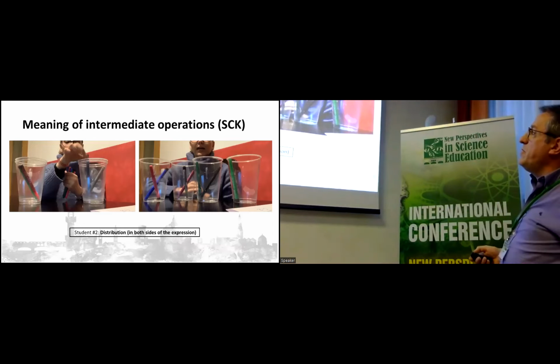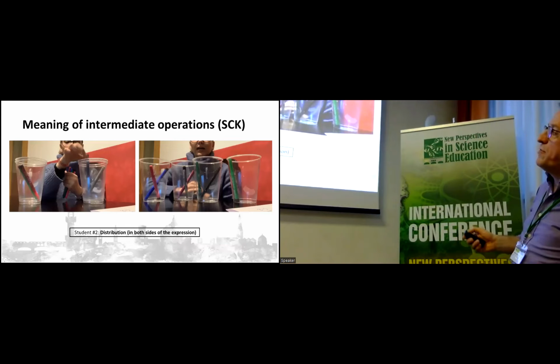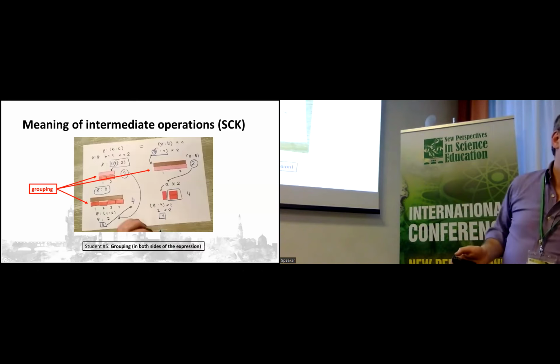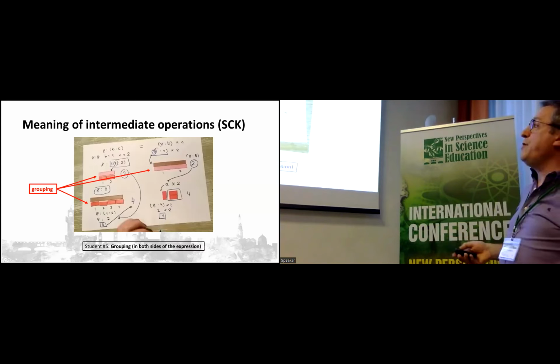Well, just as an example, this student was using distribution in both sides of the expression, different distributions. This other student was using groups. So he's trying to divide 8 divided by 2. He's looking for how many, this bar represents the 8. How many bars of 2 can I put to construct 8? So the meaning is group.